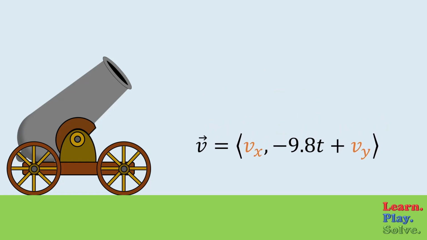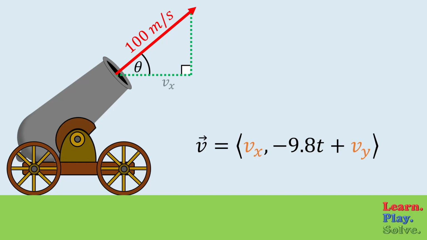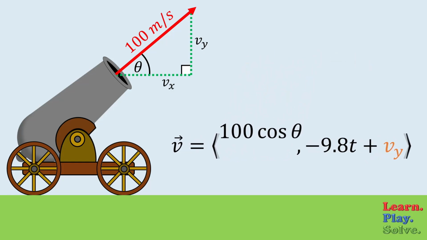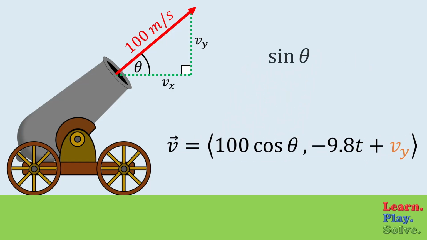We can solve for these velocities by drawing the initial velocity vector, which we know has a magnitude of 100 meters per second. If we construct a right triangle and call this angle theta, the legs will be the initial x and y components. Let's take the cosine of theta, which is adjacent over hypotenuse, or Vx over 100. Multiply by 100 and we get Vx. Now let's take the sine of theta, which is opposite over hypotenuse, or Vy over 100. That gives us Vy.